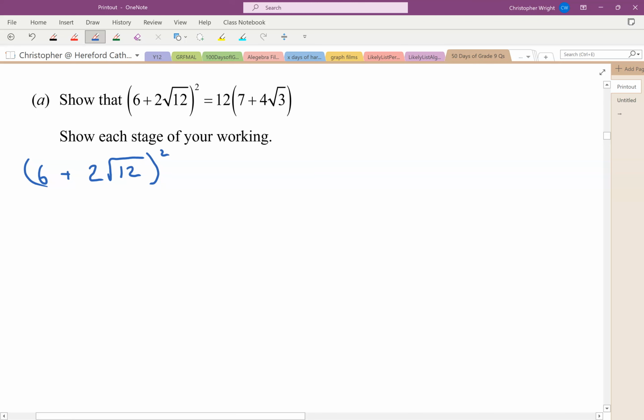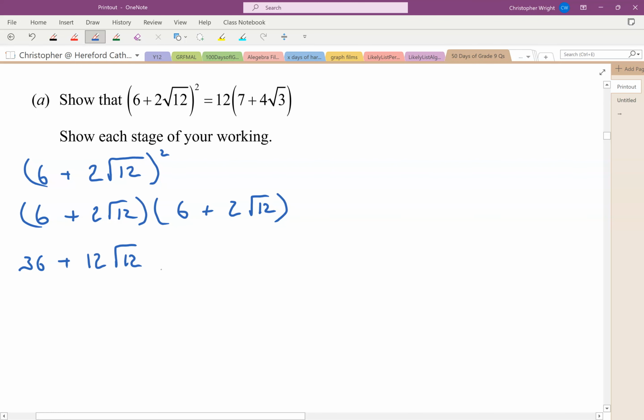as our answer. Okay, right, now, to start with, let's write that like this, and then expand the brackets. See what happens. So 6 sixes are 36, plus 6 times 2 root 12 is 12 root 12, plus 2 root 12 times 6 is 12 root 12, plus, and now I'm doing this, 2 root 12 times 2 root 12. Well, that's 4 times root 12 times root 12. Root 12 times root 12 is 12, so that's just 4 12s, 48.